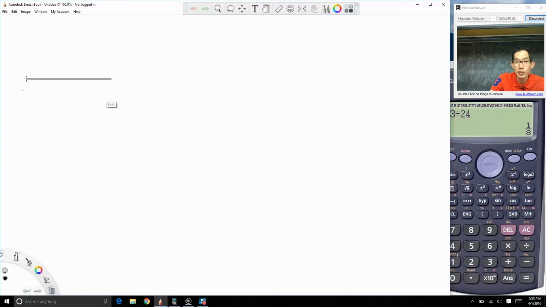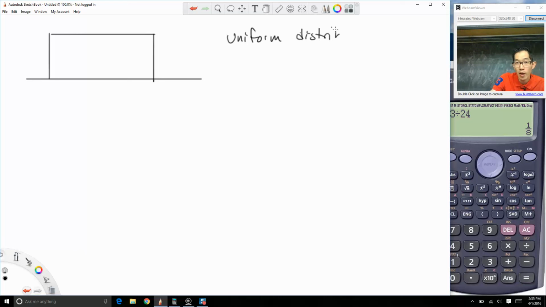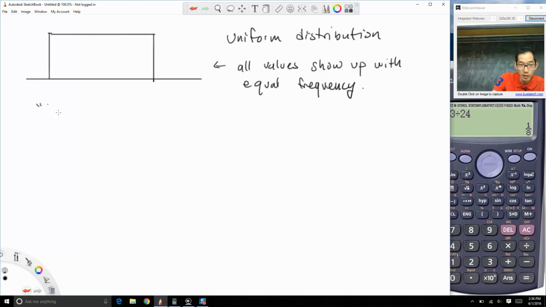And we have things that are uniformly distributed. Okay, so this would be uniform distribution. So the height is the same across the board. This means all values show up with equal frequency. So perhaps something like the last digit of your phone number.